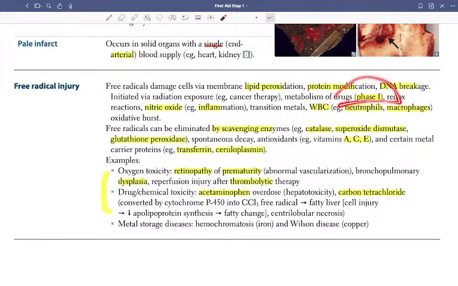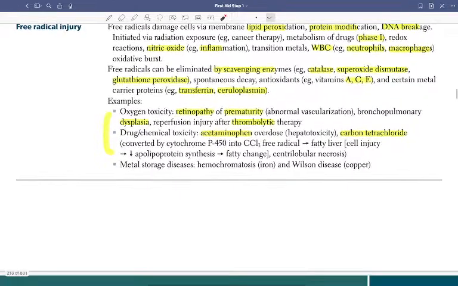Phase 1 of the drugs. Metabolism of phase 1 drugs, redox and nitric oxide. WBC neutrophils and the scavenging enzymes: catalase, superoxide dismutase, glutathione peroxidase, vitamins A, C, E, antioxidants, ACE, just ACE it. So ACE. Okay, let's ACE the exam. So ACE and transferrin, ceruloplasmin. Okay, next is oxygen toxicity, retinopathy of prematurity, acetaminophen overdose.